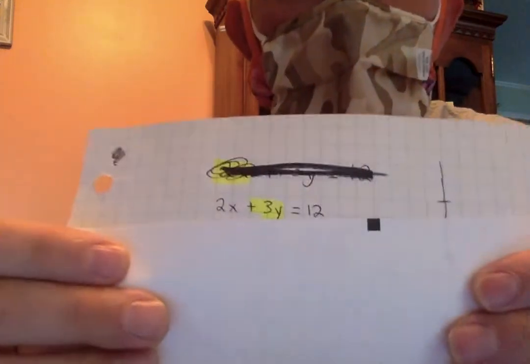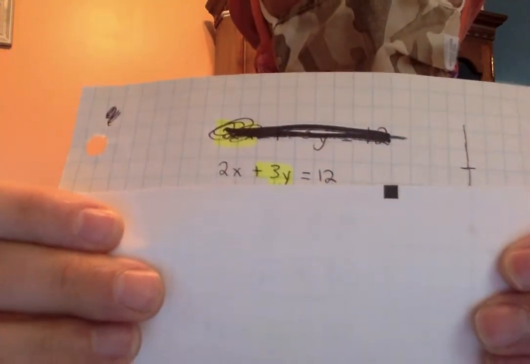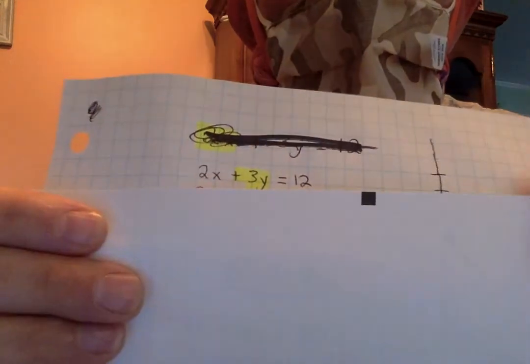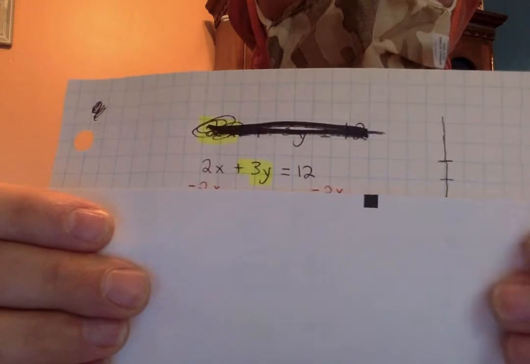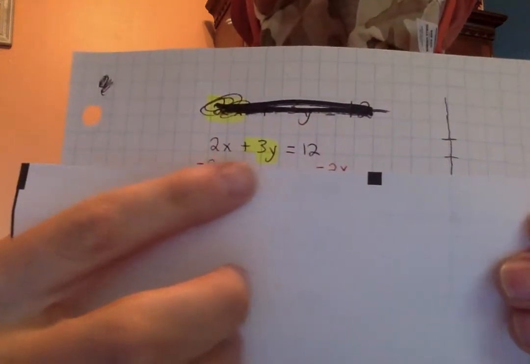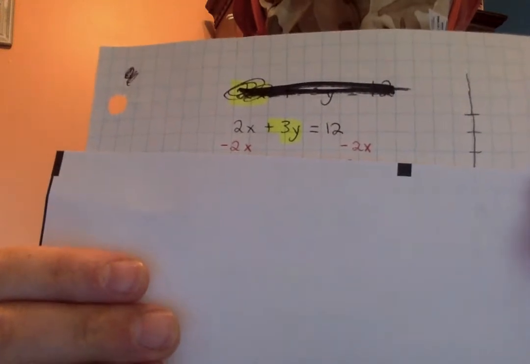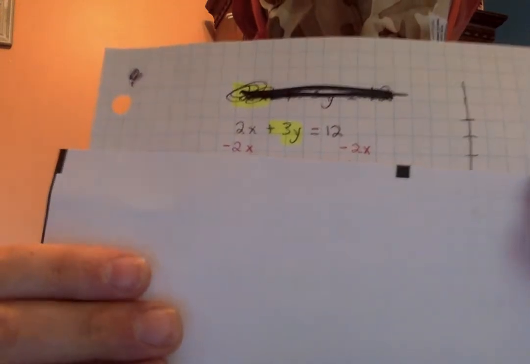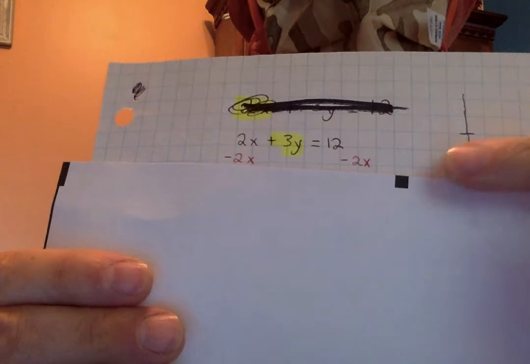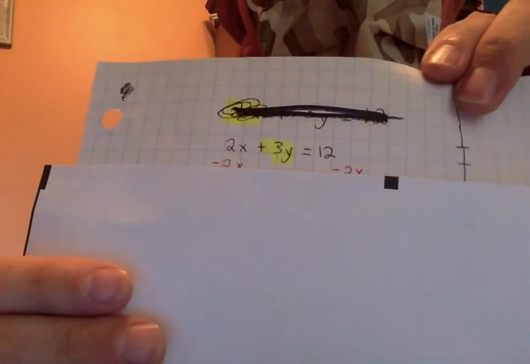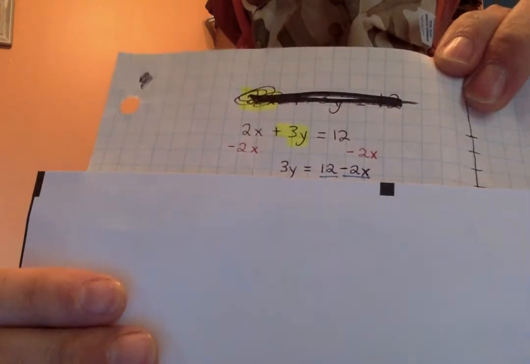So here's your first example. 2x plus 3y equals 12. And you can hit pause. So I've highlighted what we want to get by itself. So to get the 3y by itself, we need to get rid of the 2x. So I'm going to minus 2x, minus 2x. Over here, they're not the same. So they're not like terms, so I just then rewrite it beside it.